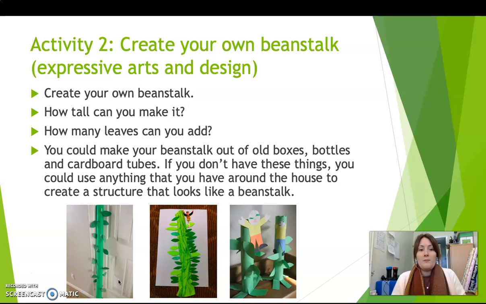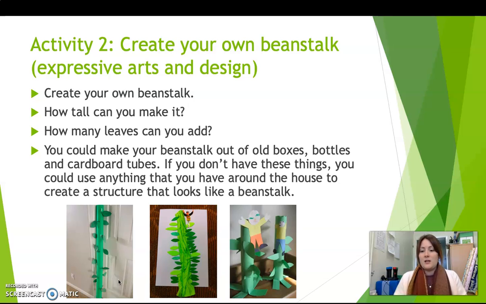So activity number 2, once you've listened to the story, I want you then to create your own beanstalk. So you can make it out of anything you want. So I've put some examples here, but it doesn't have to look like this. You can be as creative as you want with whatever you have got at your house. So you could make your beanstalk out of old boxes or bottles or cardboard tubes. If you don't have these things, you could use anything that you have to create a structure that looks like a beanstalk.